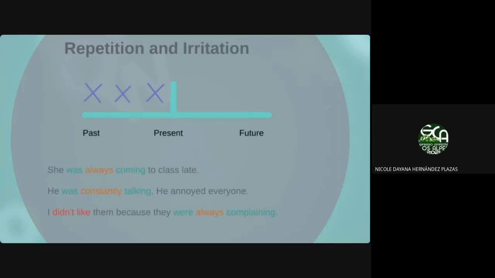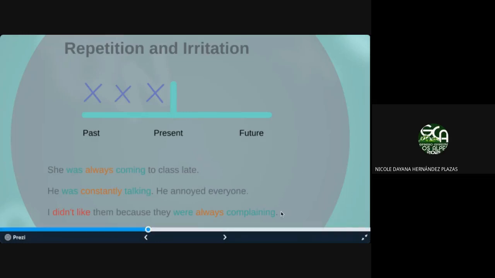So go ahead, guys, take notes. We're not going to be using this that much, but I want you to have this clear. So go ahead, 30 seconds to take notes.